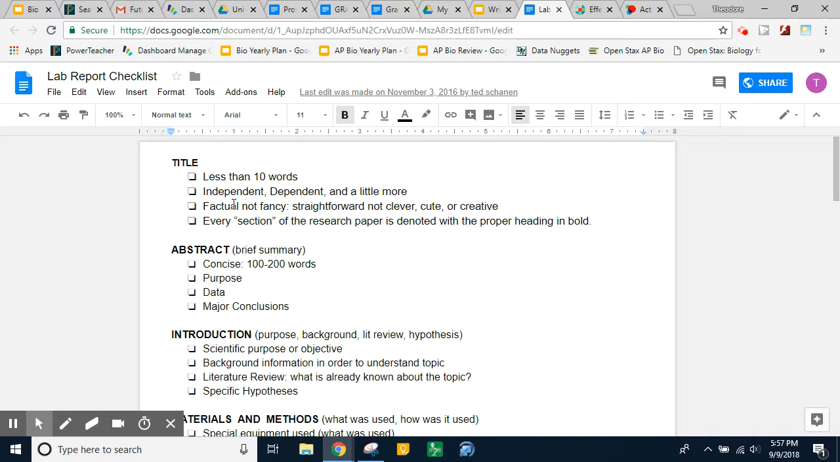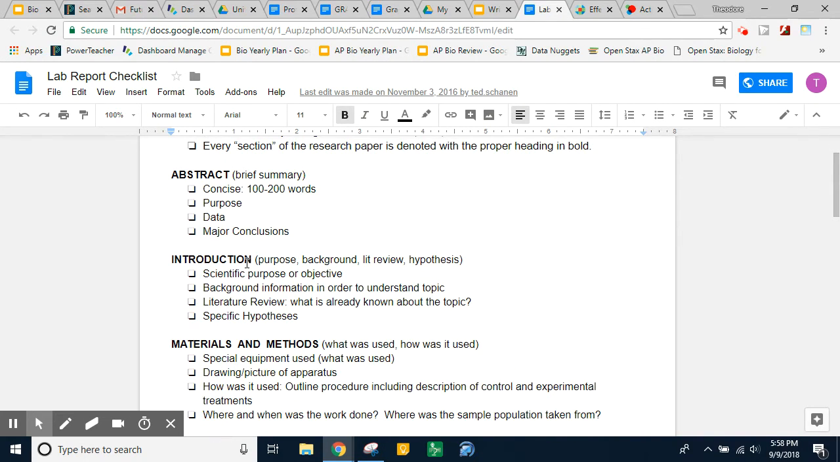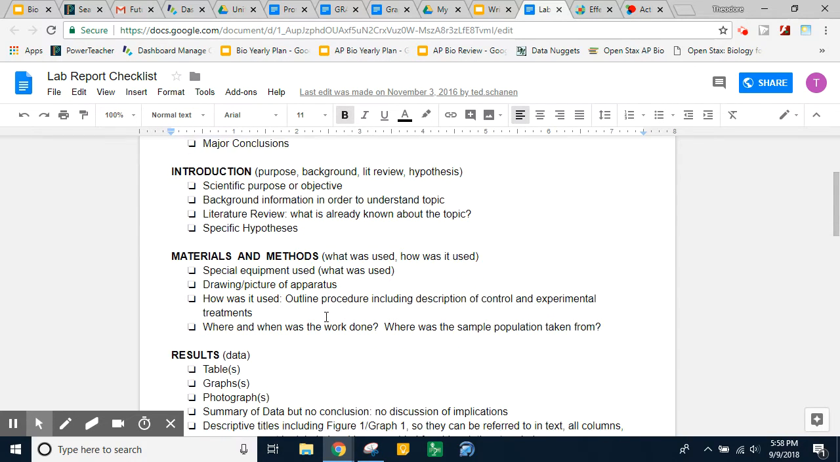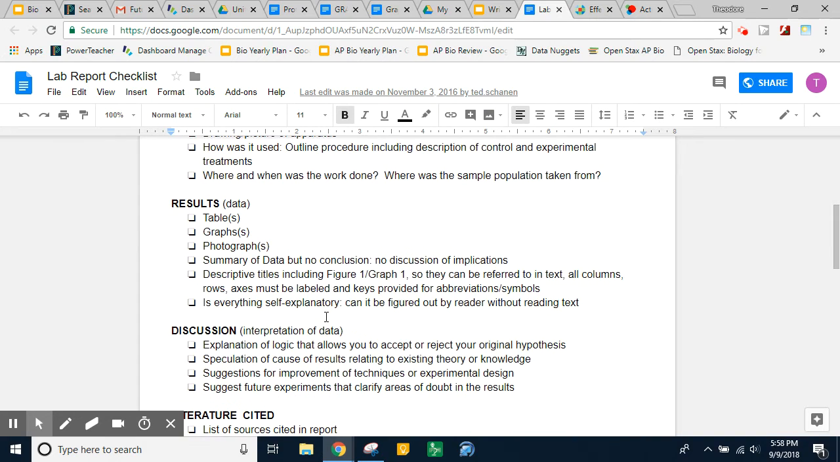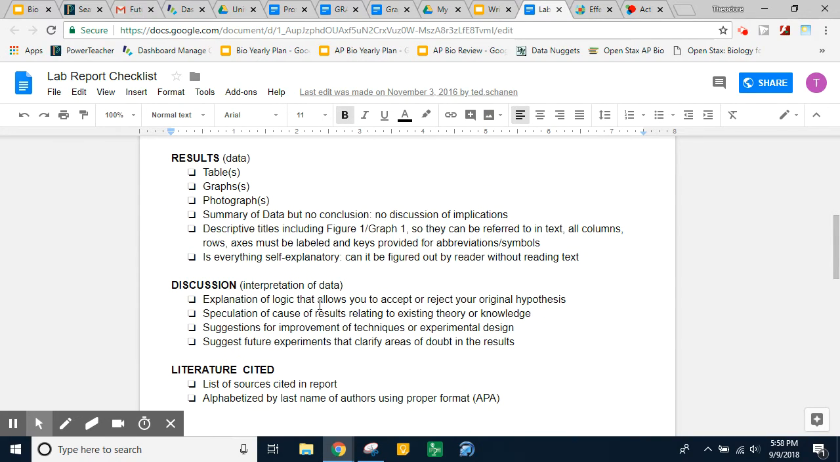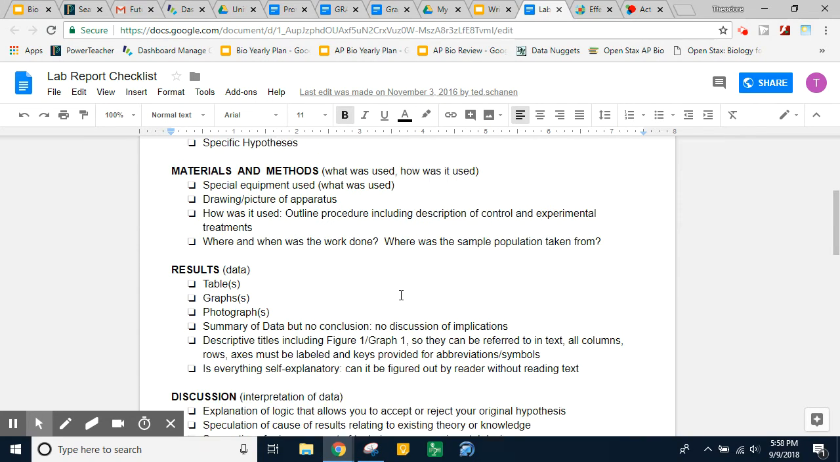If you have a lab report or a research paper, you have a title and then the abstract, which is a brief summary. It comes right away at the beginning of the paper, because if this were published on Google Scholar or somewhere else, people could read the abstract and then decide if reading the rest of the paper was what they were looking for. After the abstract, there's an introduction, then a section about materials and methods, then results, which is all the data, then a discussion, which is the interpretation of the data, and then the literature cited.